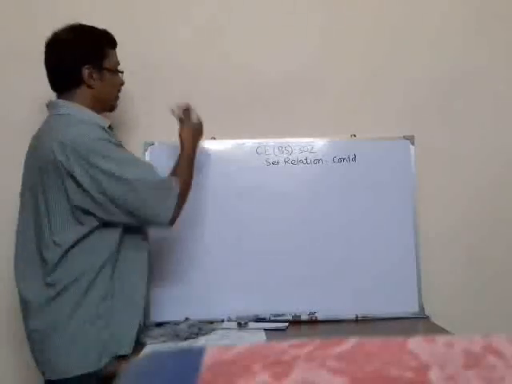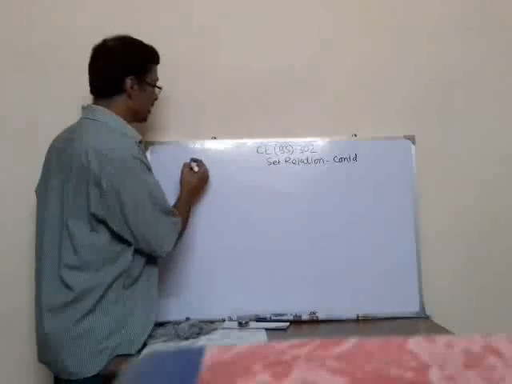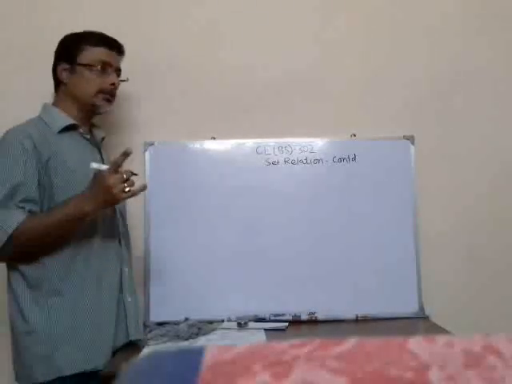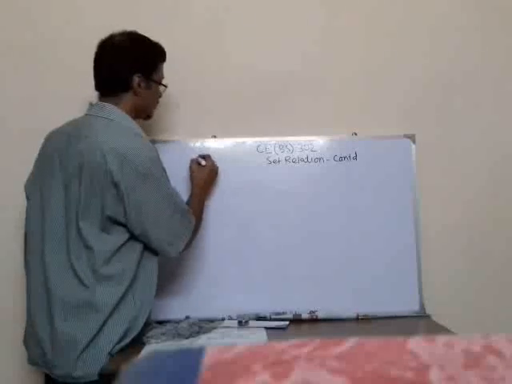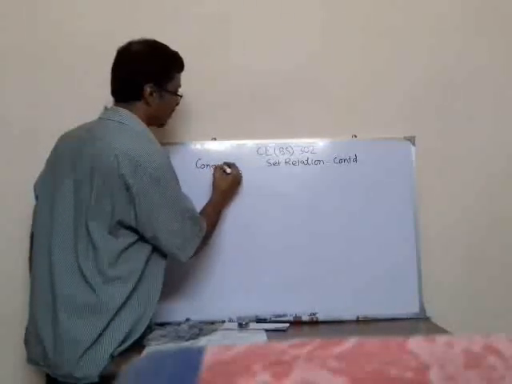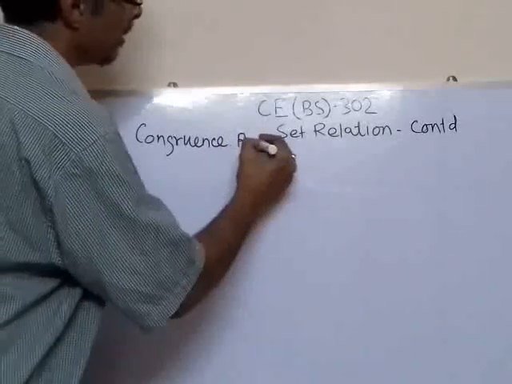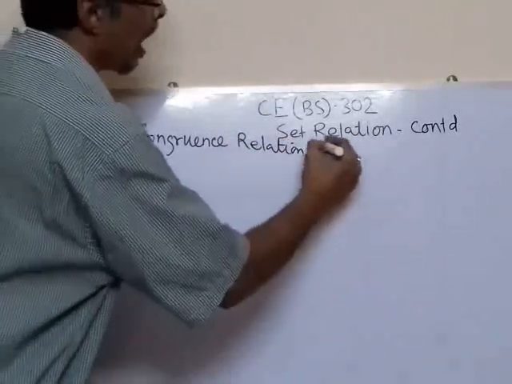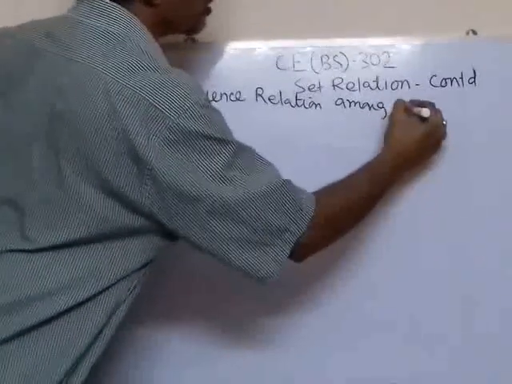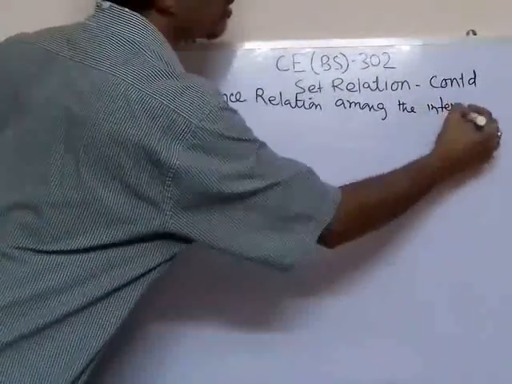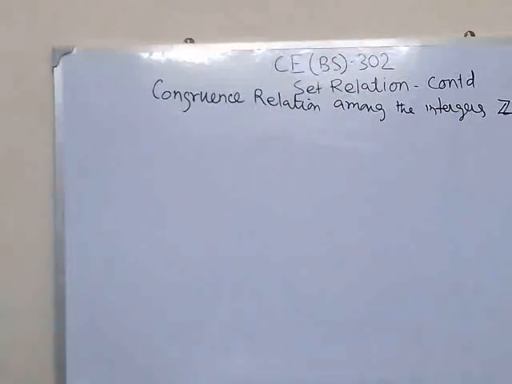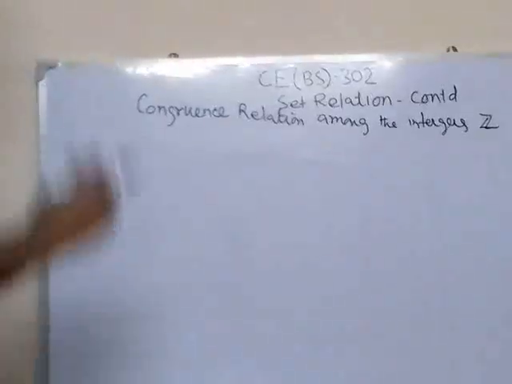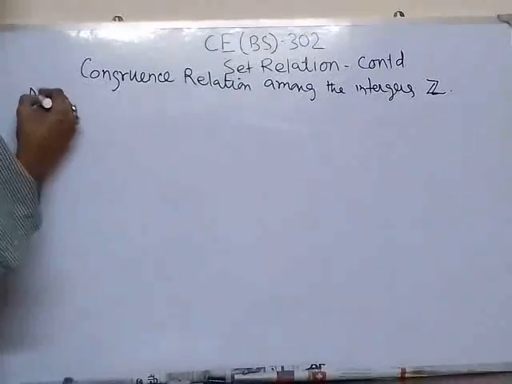Okay, let's go with the second part of the set relation. Here we start with the congruence relation. We will show that this is one equivalence relation that can be defined on the set of integers. Congruence relation among the integers. So the set is Z, that means the integers including 0, negative and positive integers. Let us define this first.